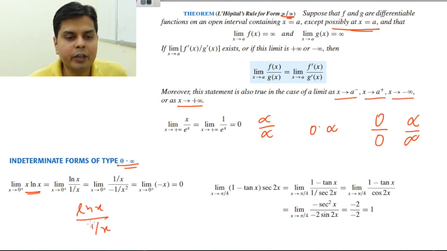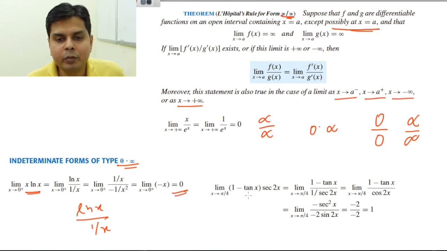Now this is infinity by infinity form. So when you differentiate, you will get 1 by x by minus 1 by x square, then you get minus x, and 0 is the answer. Similarly, suppose 1 minus tan x into sec 2x, you bring it into this form 1 by sec 2x, that is cos 2x. So this becomes now 0 by 0 form, then you differentiate, you will get 1 as the answer.